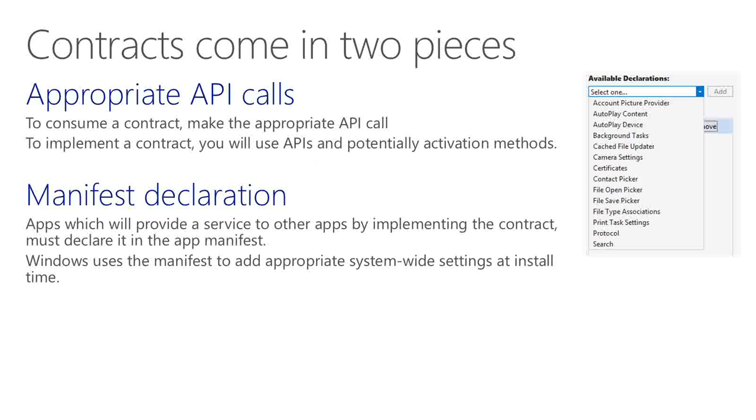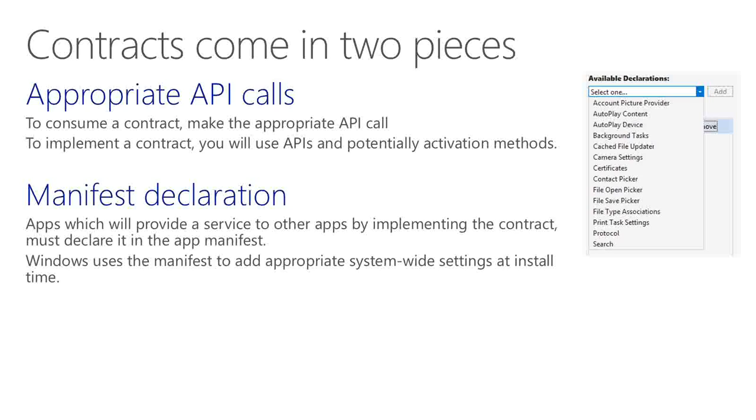Now, I mentioned this. Contracts come in two pieces. One is you can do it via APIs, which is mostly programmatic. While you're programming, you enable the feature. To implement a contract, you can use an API and activate it via program. When they run, they get activated.